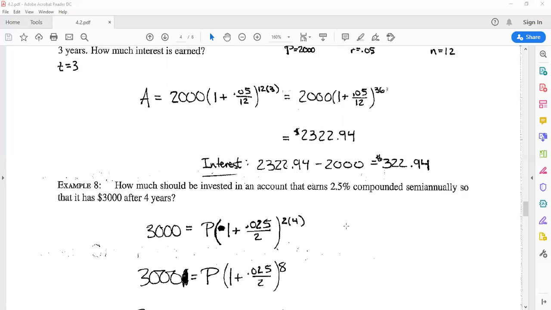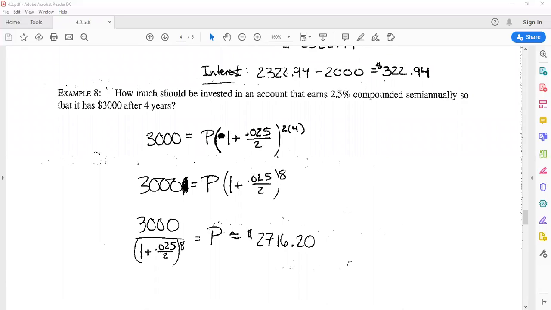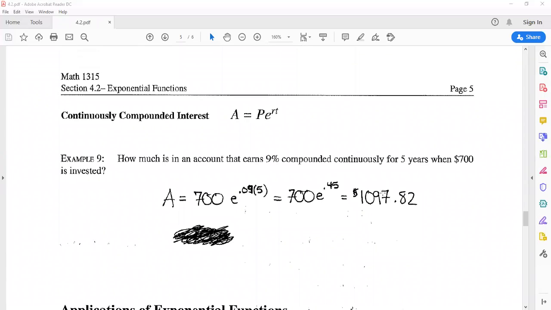8. Okay. And so what I did here was just take this ugly number, whatever it is, get it in your Texas Instrument, and then divide 3,000 by that ugly number. And what you get then is that P equals roughly $2,716.20. So if you invested just this much, then in 4 years at this rate and this number of periods, you would have $3,000.